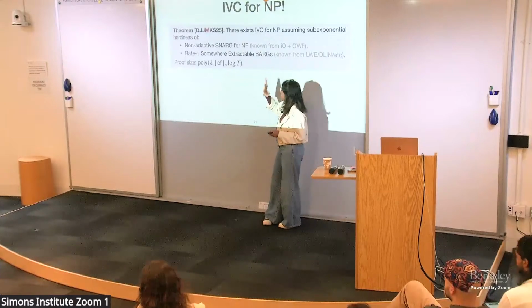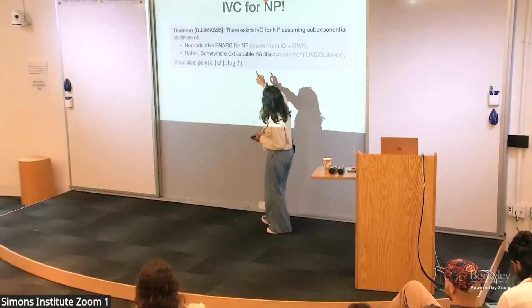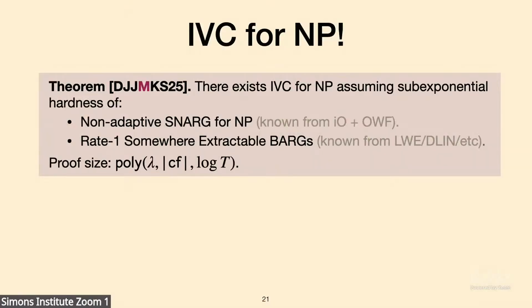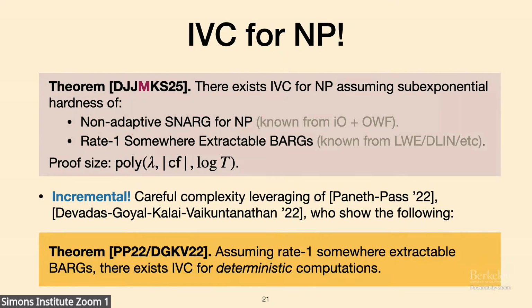So I'm just stating it this way because I wanted to make sure that, it says that I don't need, like, Waters-Wu, Sahai-Waters is enough. So you need the slightly less complicated instantiation of it. And I really want to emphasize here, this is incremental. You can think of this as a careful complexity leveraging of these prior works that I mentioned before, which show that assuming rate 1 somewhere extractable BARGs, there exists IVC for deterministic computations.